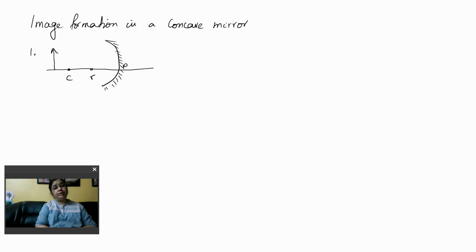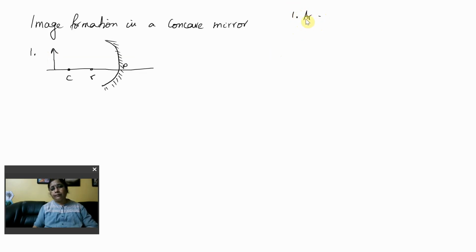The first case, let us say your object is beyond C. What do you mean by object? It may be you, it may be a spoon, it may be a pencil, it may be anything. Your object is beyond the center of curvature. So, how is the image formed when your object is beyond the center of curvature? Before discussing this, there are certain rules when you speak about image formation in a concave mirror. Convex also is almost the same.